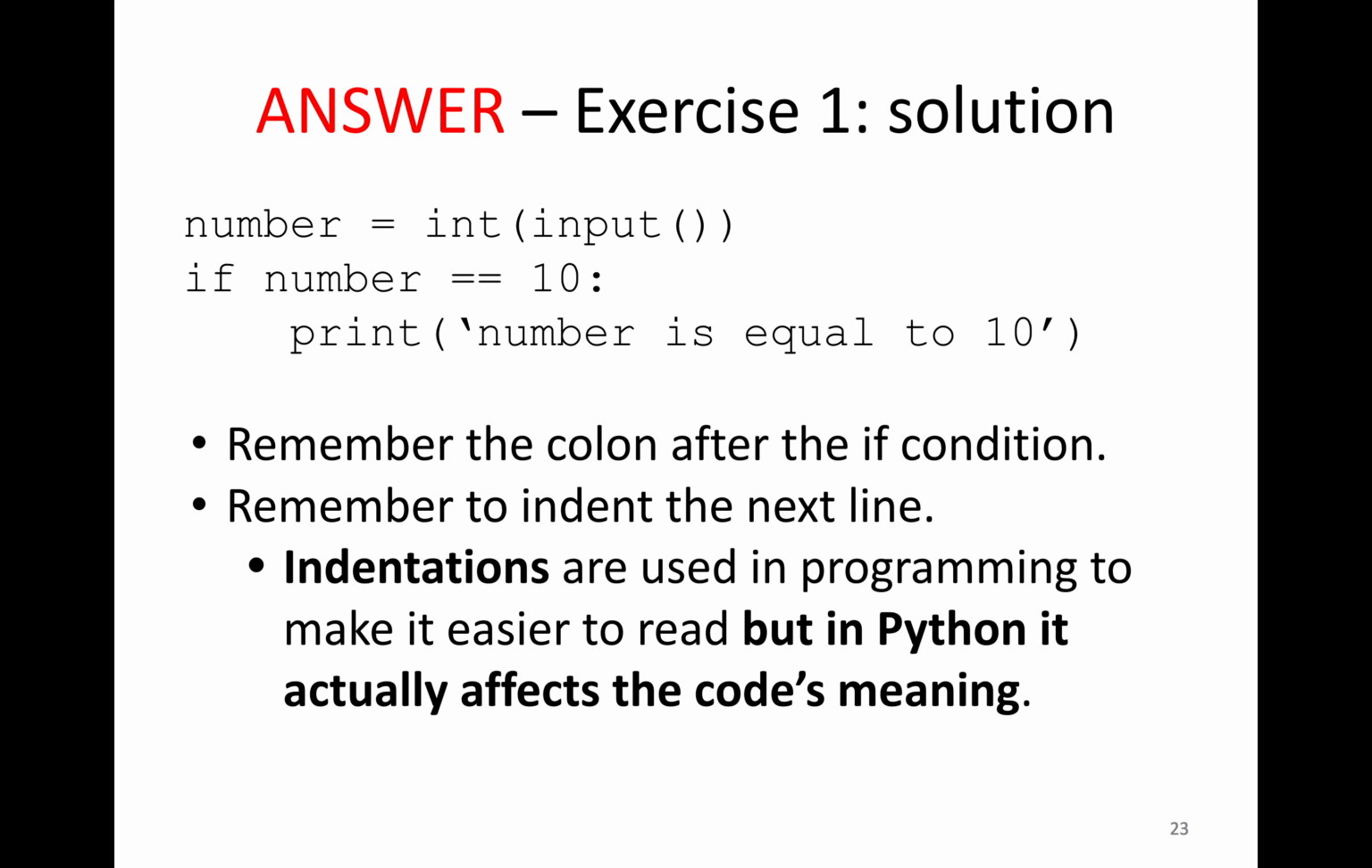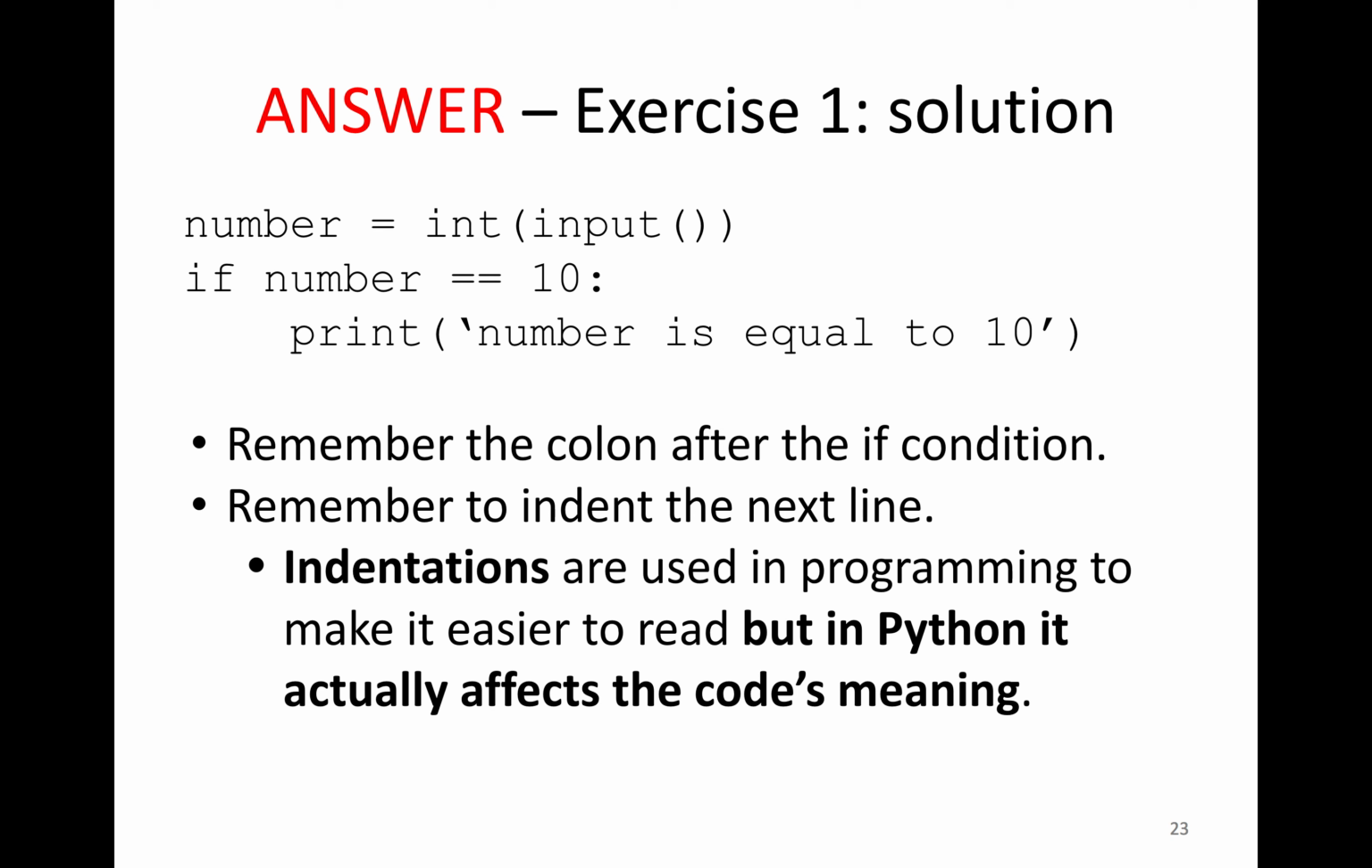So let's try to do the Python code. Solution: number equals int of input. If number is equal to 10, then you print, with indentation, the number is equal to 10. So you can see there's some kind of space. That means the print statement is inside the if block. And remember the colon after the if condition. And remember to indent the next line.